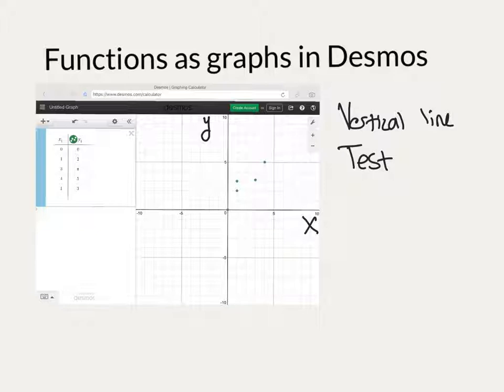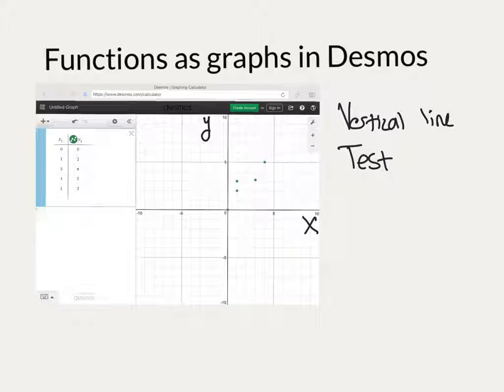And so what I do is I ask myself, can I find a vertical line? I sort of move a vertical line around, and I say, well, is there any point at which a vertical line will intersect my data or my graph at more than one point? And if I can find that, then I don't have a function, because there is some input that will give you more than one output.